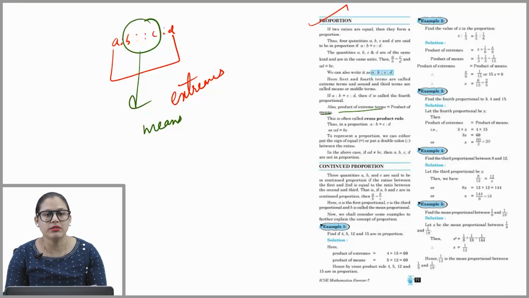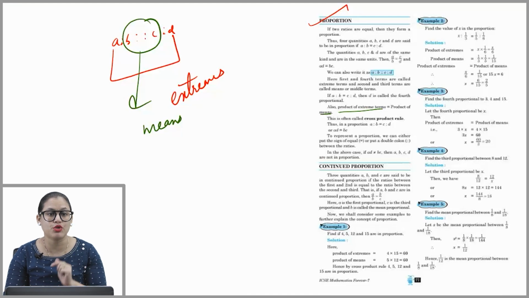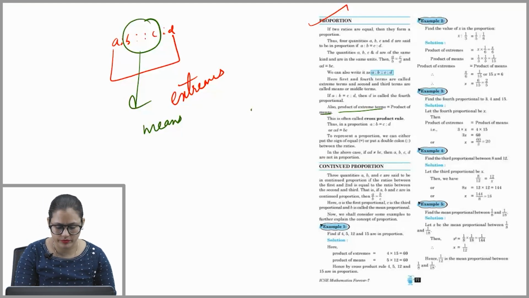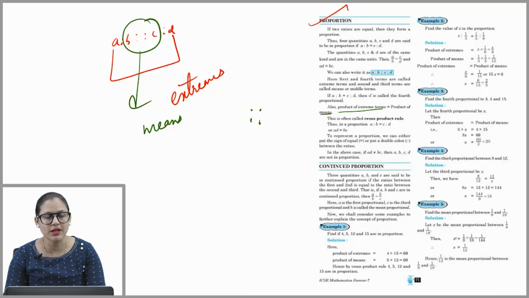So this is often called the cross product rule. Thus in proportion A is to B equals C is to D, or AD is equal to BC. To represent a proportion, we can either put the sign of equal or put a double colon between the ratios. In the above case, if AD is not equal to BC, then A, B, C, D are not in proportion, okay.